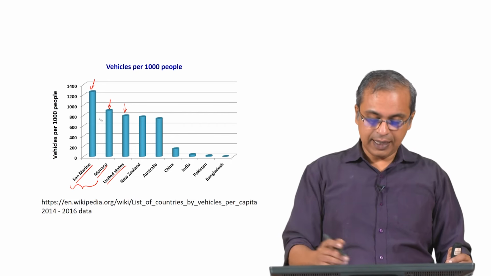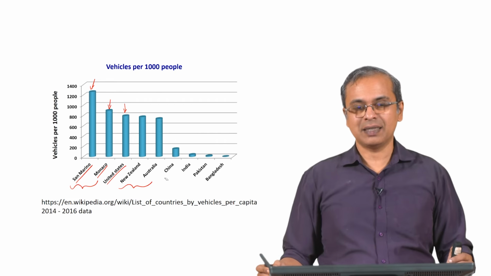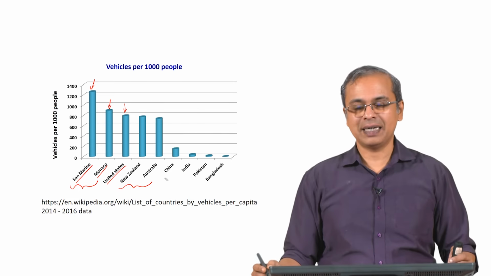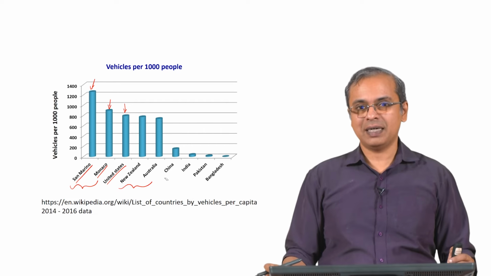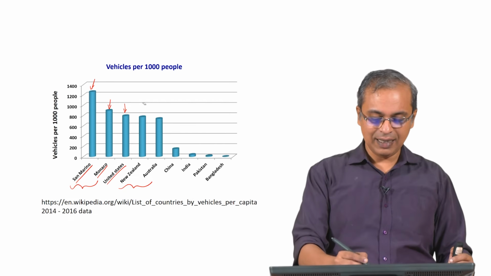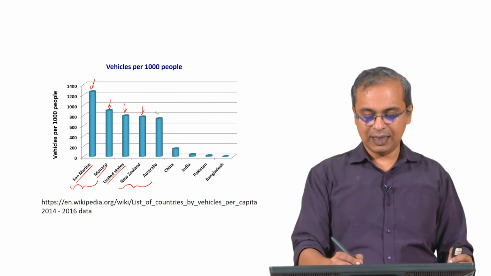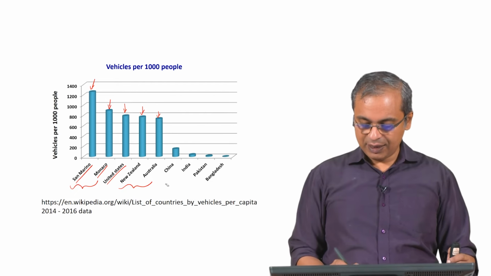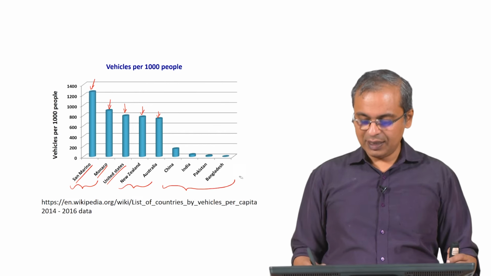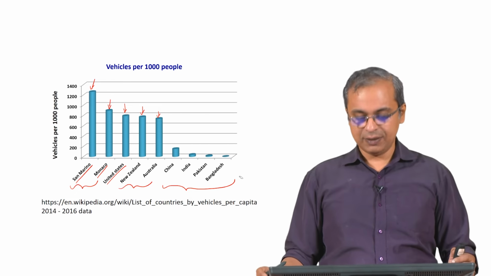New Zealand is there, and you can see these are two arch rivals, New Zealand and Australia, at least in the common sense of cricketing and any other rivalry you talk of. New Zealand beats Australia in this, slightly ahead, nose ahead of Australia in terms of owning vehicles. They have more vehicles per 1,000 people than Australia does. And then we have ourselves and our neighboring countries, China, India, Pakistan and Bangladesh.